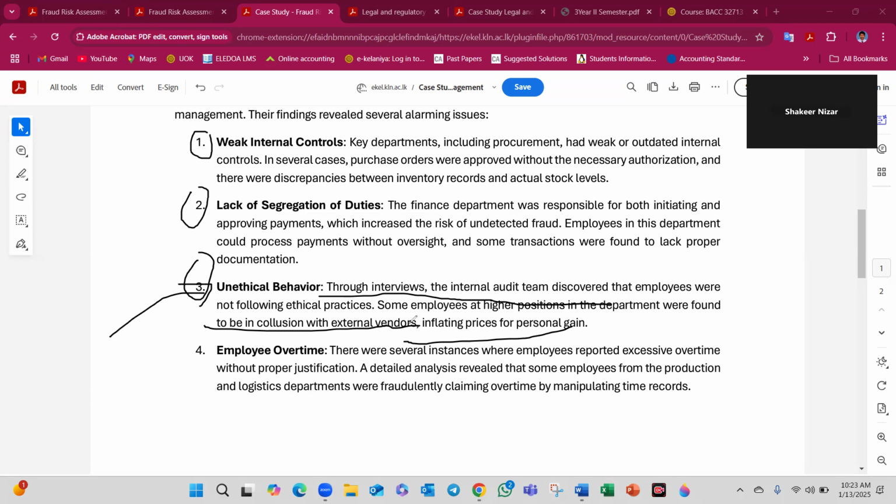And employees were found in collusion. The collusion means it's rationalizing. People get together. Why are we engaging in fraud? Sometimes the lower-level management also think our top management is also engaging, so we also engage like that.